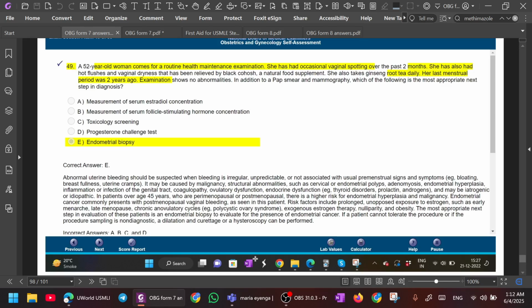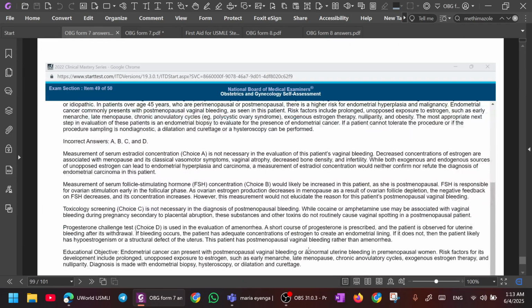Risk factors include prolonged unopposed estrogen, such as early menarche, late menopause, chronic anovulation like PCOS, exogenous estrogen therapy, obesity, nulliparity. The most appropriate next step in evaluation of this patient is endometrial biopsy to evaluate for presence of endometrial cancer. If a patient cannot tolerate the procedure or if the sampling is not diagnostic, dilation and curettage or hysteroscopy can be performed. It is not C. Toxicology screening is not necessary in the diagnosis of postmenopausal bleeding. While cocaine and amphetamine use may be associated with vaginal bleeding during pregnancy secondary to placental abruption, these substances and other toxins do not routinely cause vaginal spotting in postmenopausal women.